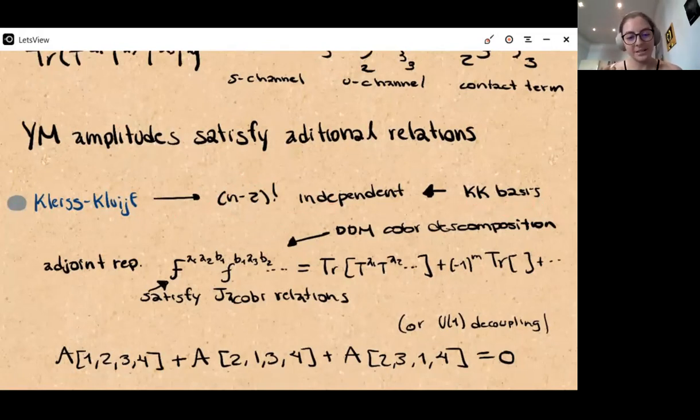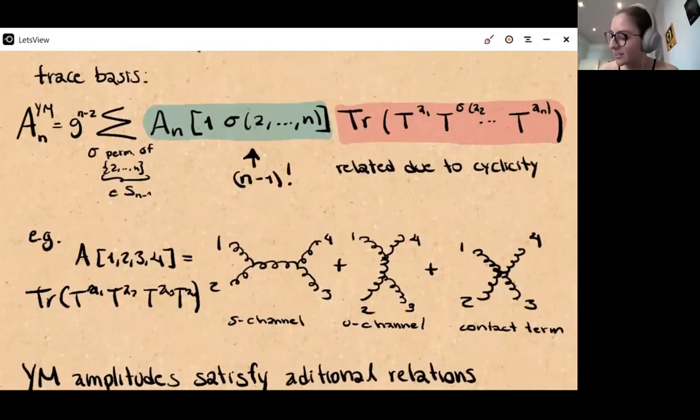And the reason why you have this smaller basis is because all of our fields are in the adjoint representation here. And since they're in the adjoint, you can always have this relationship between the structure constants and the traces of the generators. But besides this relation, we know that these structure constants satisfy Jacobi relationships. So this gives you further relations between your traces. And if you then look back at your amplitude, well, then there are further relationships between these partial amplitudes that come when you have adjoint particles.